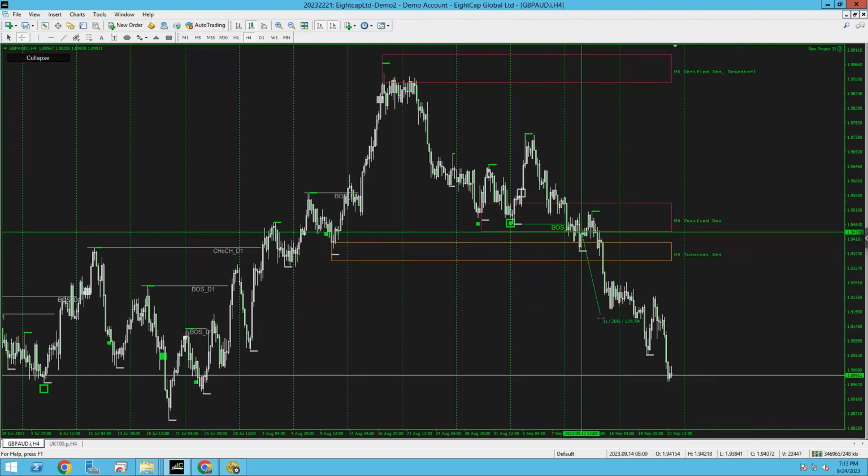Don't be worried of 100 pip stop losses, people. If your risk is 0.25%, it doesn't matter. As long as your risk is okay, it doesn't matter how big the stop loss is. You're trading to that value. Let's say you did 0.25% risk and you're trying to make $1,000. If it went all the way back up here, you would lose $250. And if it went down here, you'd make $500. It's that simple, people.